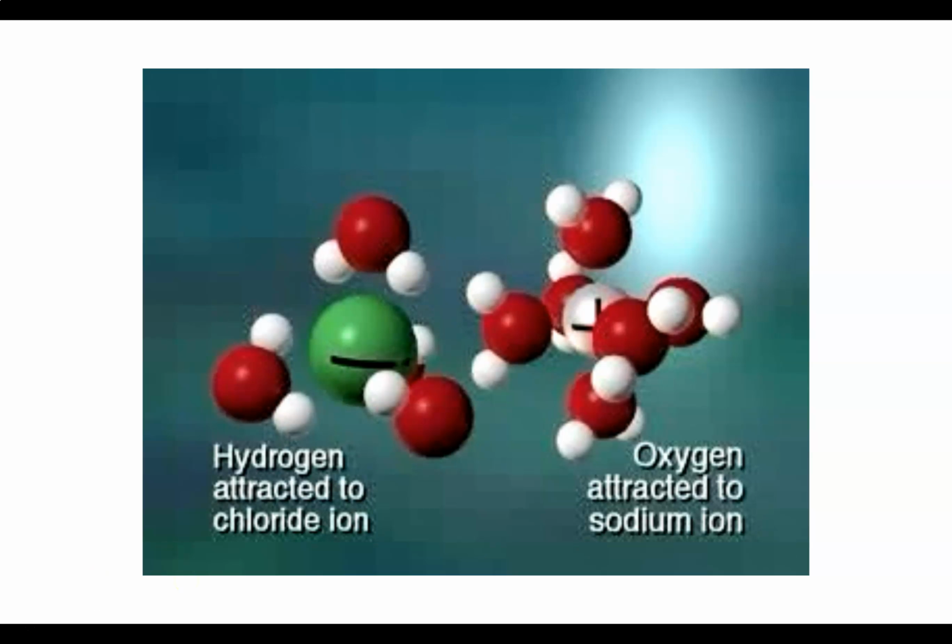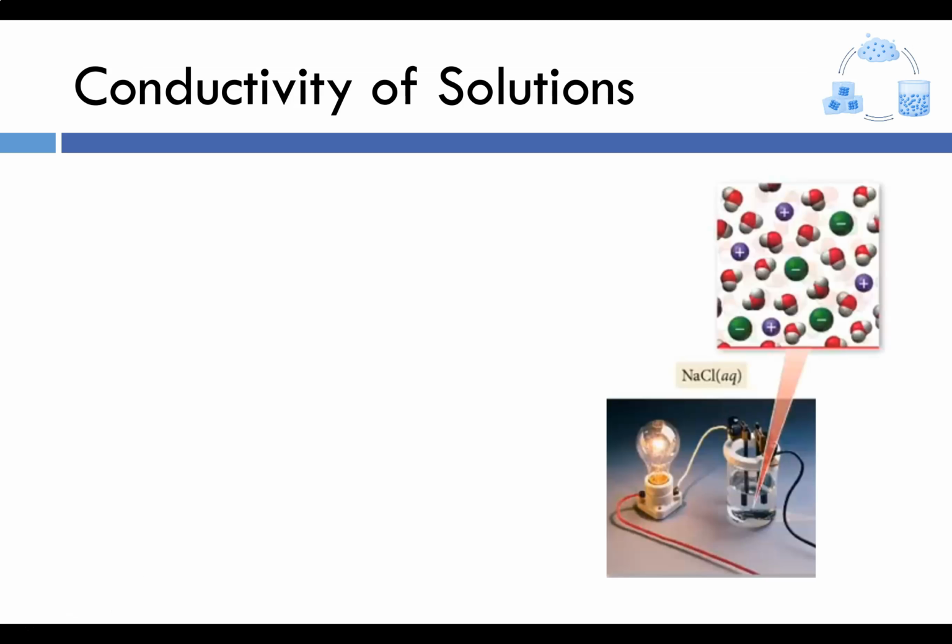We don't see that with every single substance that gets dissolved. It needs to be ionic. So if you predicted that the solution with the sodium chloride could get the light bulb to glow, you are correct. On the molecular level, we should see water molecules present, and we should also see ions. There's your chloride ion, there's your sodium ion, and they're just moving around in the solution.